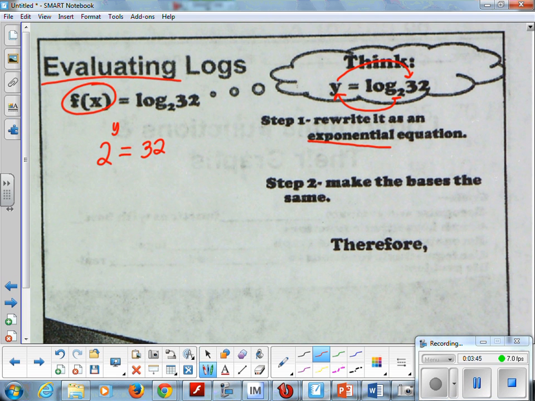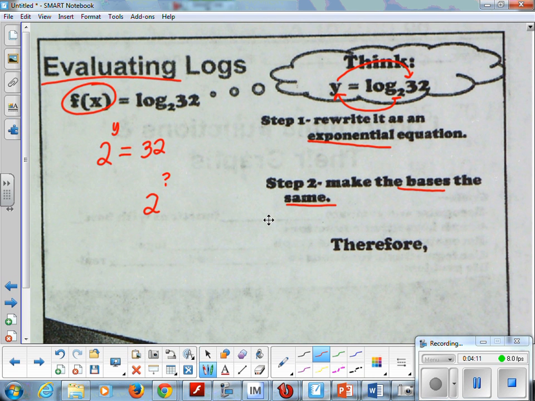You can tell the circles are going in a different direction, but the loop is the same. It's just reversed because of the way that it's written. It has a y now in front of it. All right, so you need to make the bases the same. What do they have in common? 2 and 32. 2, right? So 2 to what power equals 32?